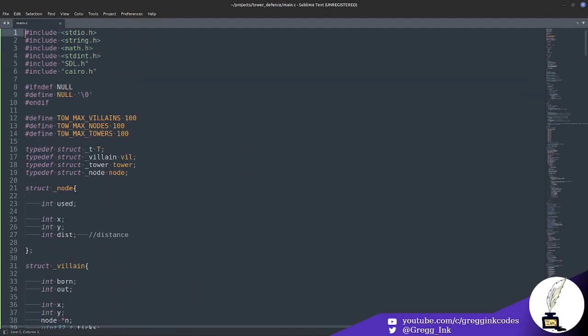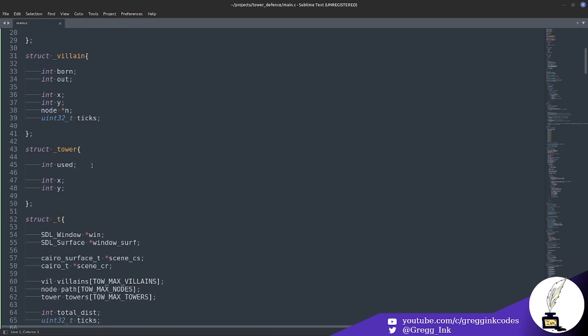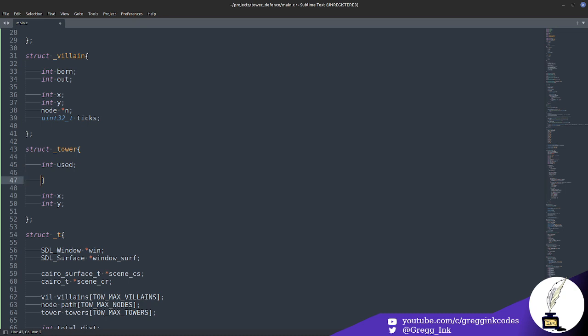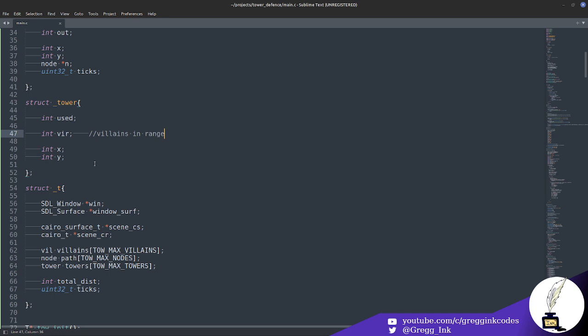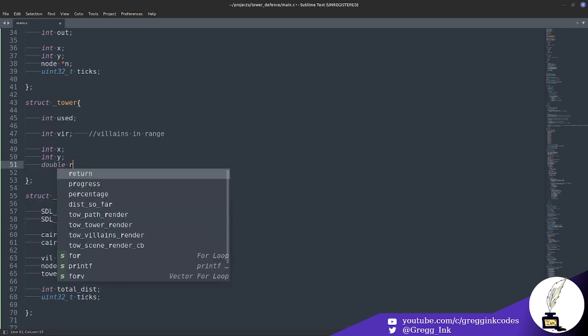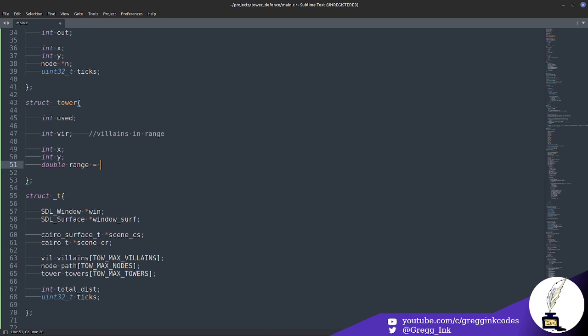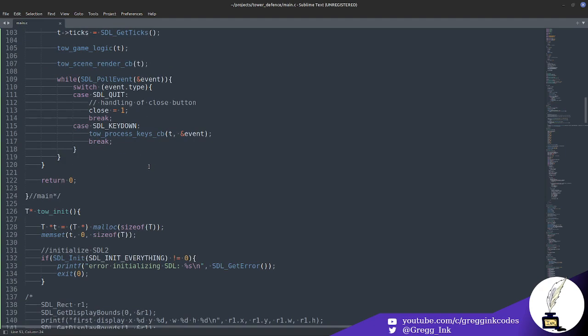Okay, so now what's the next thing? Int vir. Villains in range. Okay, and then of course, what is the range? Okay, so I'm gonna say 100. I'm just making it up. I have no idea.